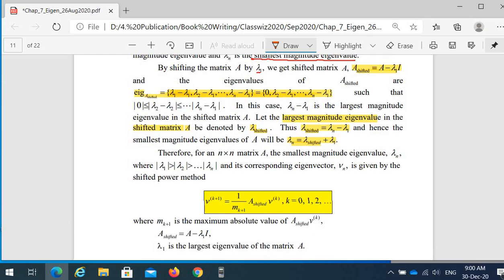Therefore, for an n by n matrix A, the smallest magnitude eigenvalue lambda n, where the magnitude of lambda 1 is greater than lambda 2, greater than lambda n, and its corresponding eigenvector Vn, is given by the shifted power method. This is the power method where only A is replaced by A shifted. If k equals 0, with the initial eigenvector V0, you can find M1, the maximum absolute value of A shifted V0, and then A shifted multiplied by V0 divided by M1 gives V1.